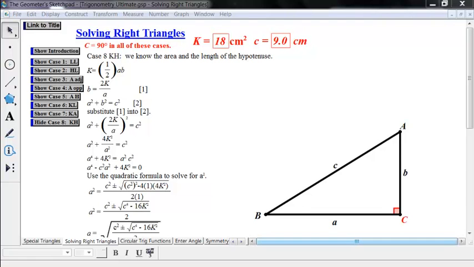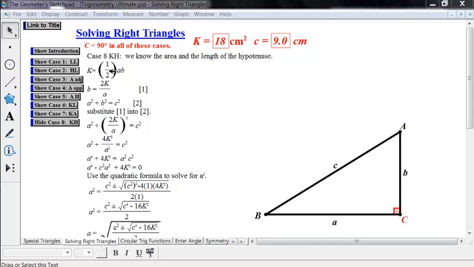This is Jack Jackson back with the last of our series of 8 videos on solving right triangles, and I definitely saved the hardest case for last. This is the only other case that's available, and that is where we have the area and the hypotenuse. Okay, the area and the hypotenuse. Now, this one involves a little bit more algebra than the others, so let's take a look at it.